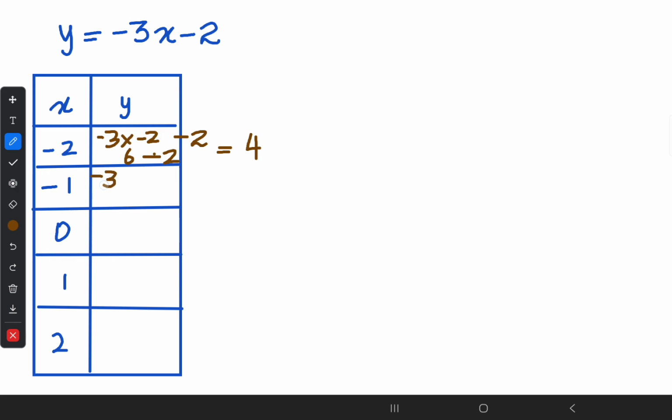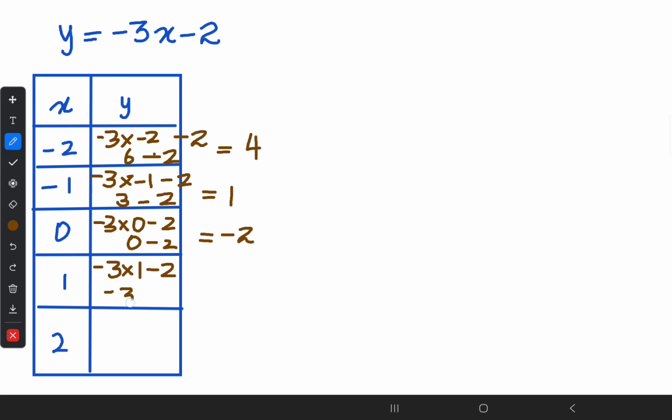Second, negative 3 times negative 1, minus 2. Negative 3 into negative 1 is positive 3, minus 2 is 1. Then negative 3 times 0, minus 2. Negative 3 times 0 is 0. 0 minus 2, from 0 we cannot subtract anything, so that number stays the same, negative 2. And for 1: negative 3 times 1, minus 2. Negative 3 multiplied by 1 is negative 3, minus 2 is negative 5.